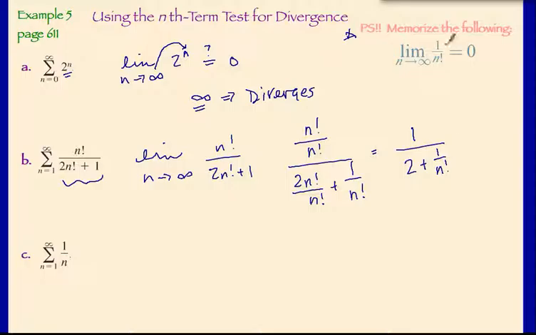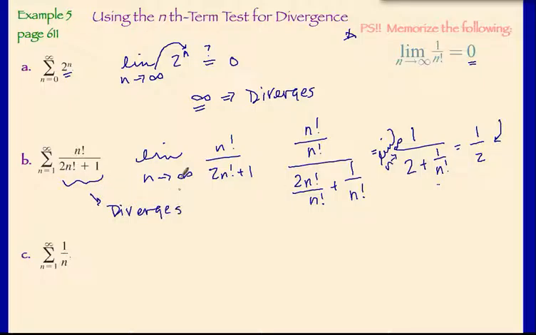Well, remember we learned that the limit as n approaches infinity of 1 over n factorial is 0. So when we take the limit here as n approaches infinity and plug infinity in over here, we get 1/2 as the limit of the nth term of this series. Now remember, what we're learning here is that if it's not 0, then the series diverges. So even though we got a limit, a number, it wasn't infinity, it was a number, because it's not 0, we know that this series diverges.